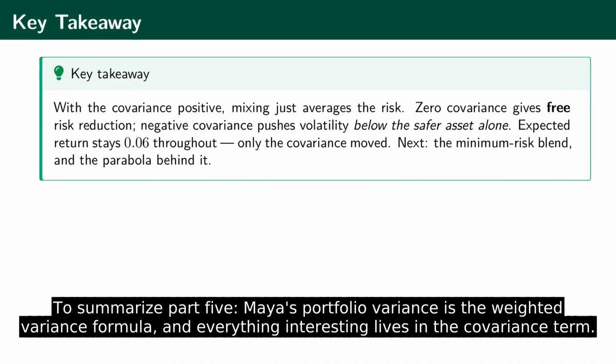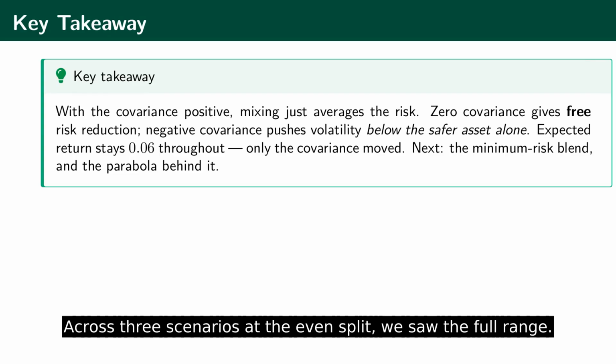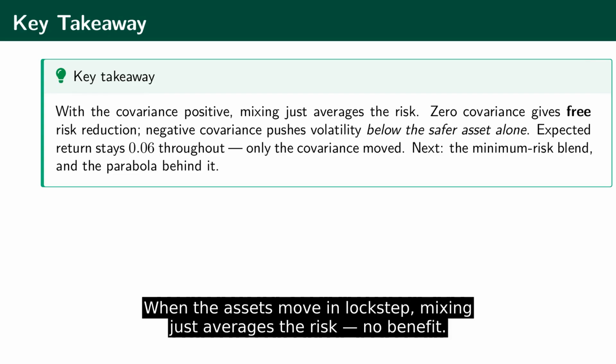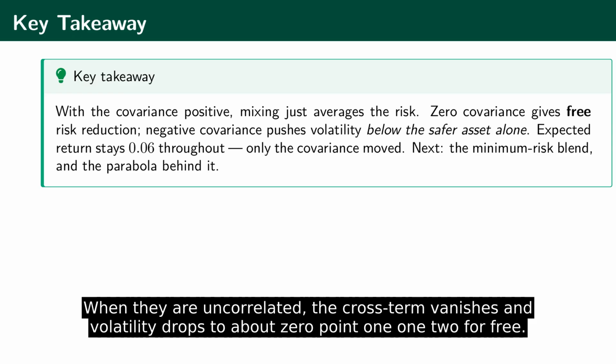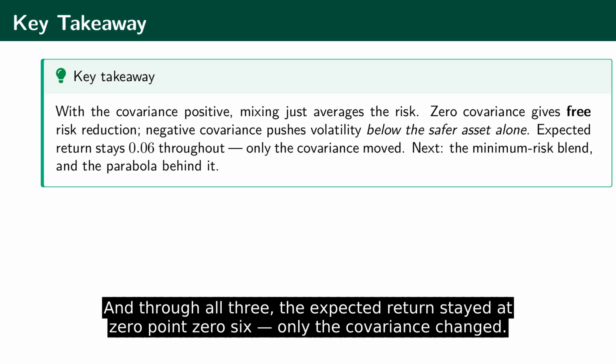To summarize Part 5, Maya's portfolio variance is the weighted variance formula, and everything interesting lives in the covariance term. Across 3 scenarios at the even split, we saw the full range. When the assets move in lockstep, mixing just averages the risk, no benefit. When they are uncorrelated, the cross term vanishes, and volatility drops to about 0.112 for free. When they move oppositely, the cross term subtracts and volatility falls to about 0.087, below even the safer asset. And through all 3, the expected return stayed at 0.06, only the covariance changed.